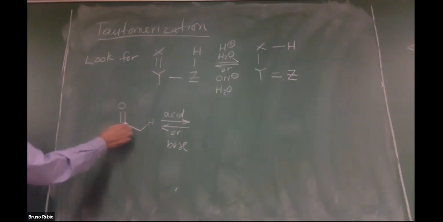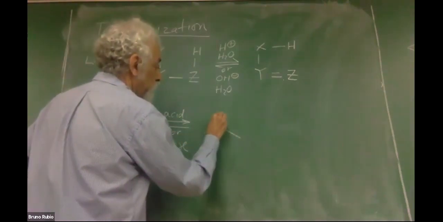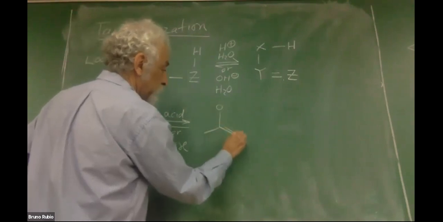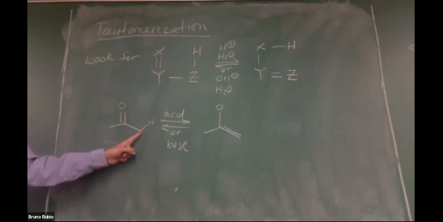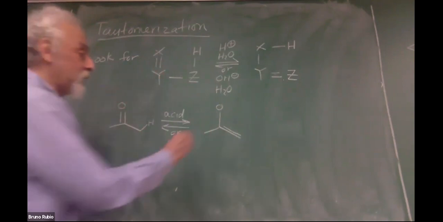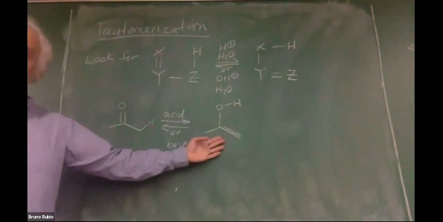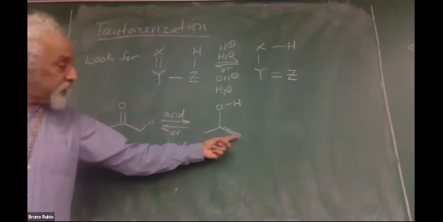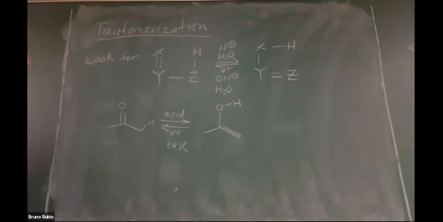So what happens? The double bond and the single bond change places. And the hydrogen jumps from what used to be the single bond end of the tautomerizable unit to what used to be the double bond end of the tautomerizable unit. So there's the tautomer. And again, this can tautomerize back because I see double, single bond to hydrogen. And so this is an equilibrium going back and forth.